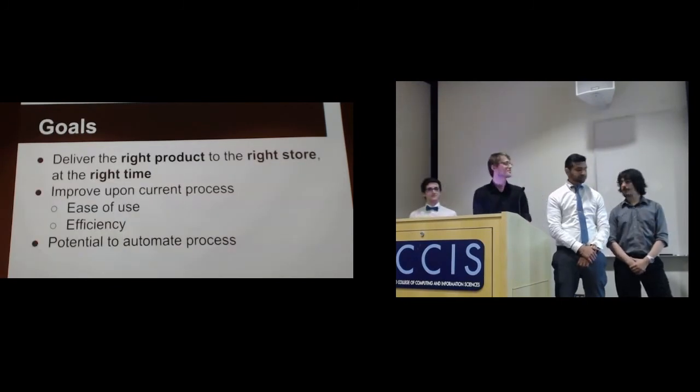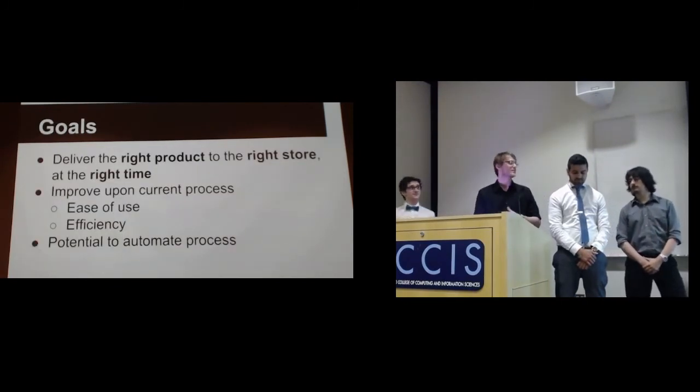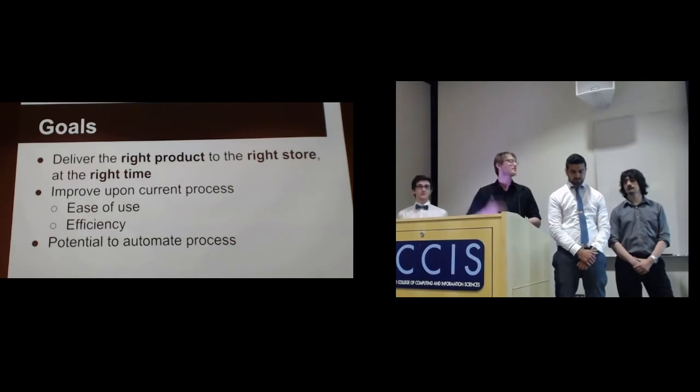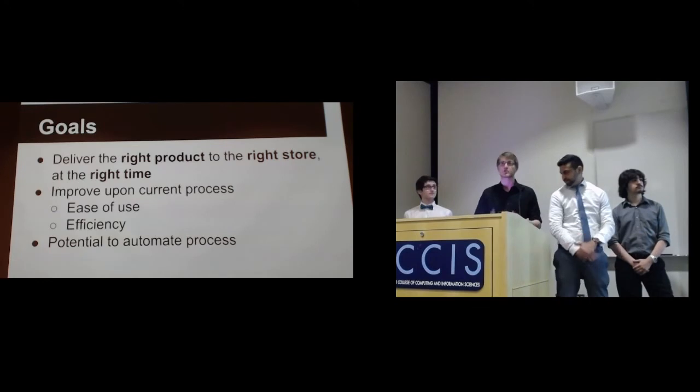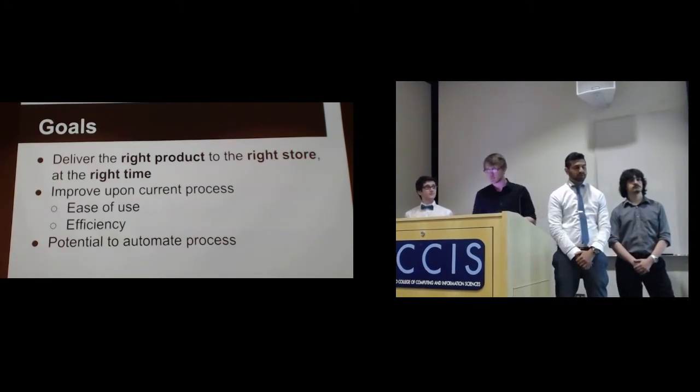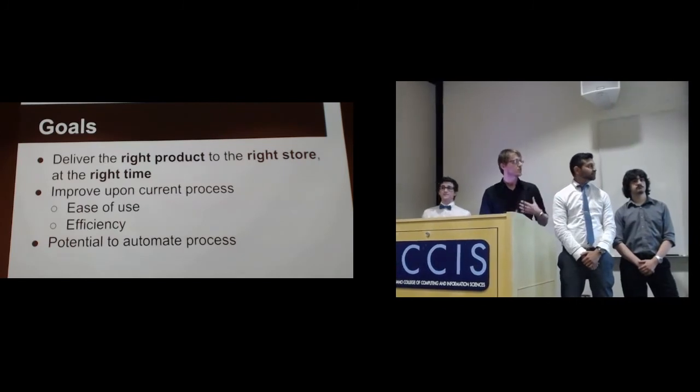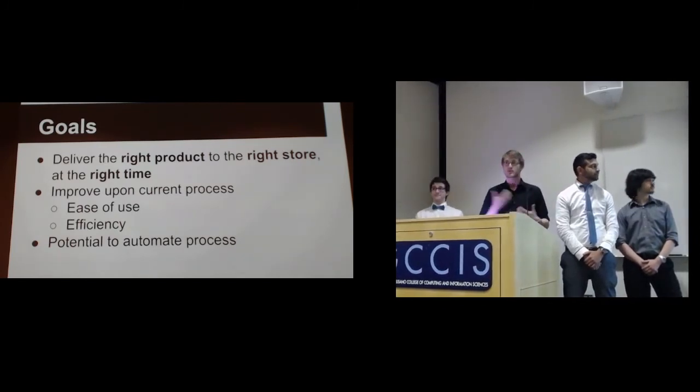So as Curtis mentioned, the real goal of this product is to deliver the right product to the right store at the right time. What that means is creating projections of the amount of product that should be pushed to each store using data such as specific item data, store data such as how much shelf space is available, and then sales history data. Other goals include improving upon the current process that these buyers use.